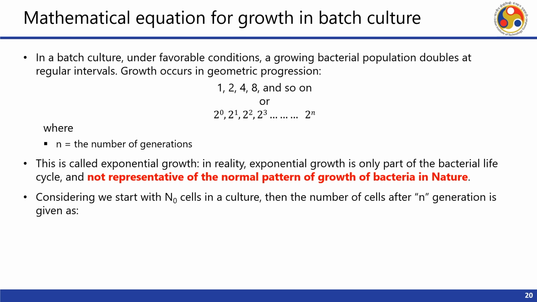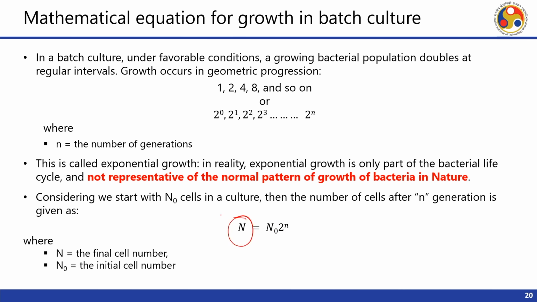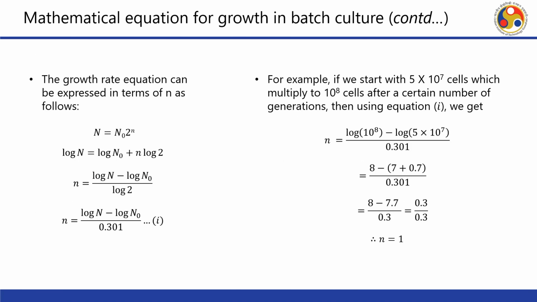However, considering we start with N naught cells in a culture, the number of cells after n generations would be as given below. N is equal to N naught into 2 to the power n, which comes from the series which we discussed. So, N is the final cell number and N naught is the initial cell number.